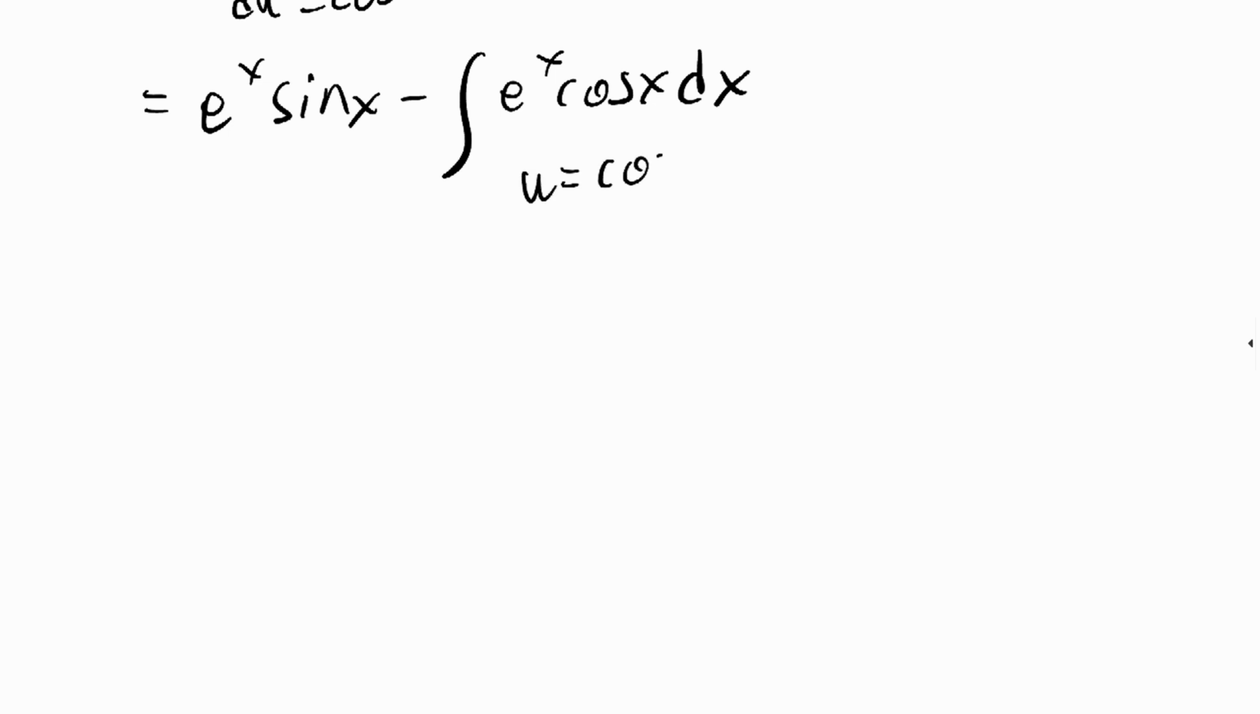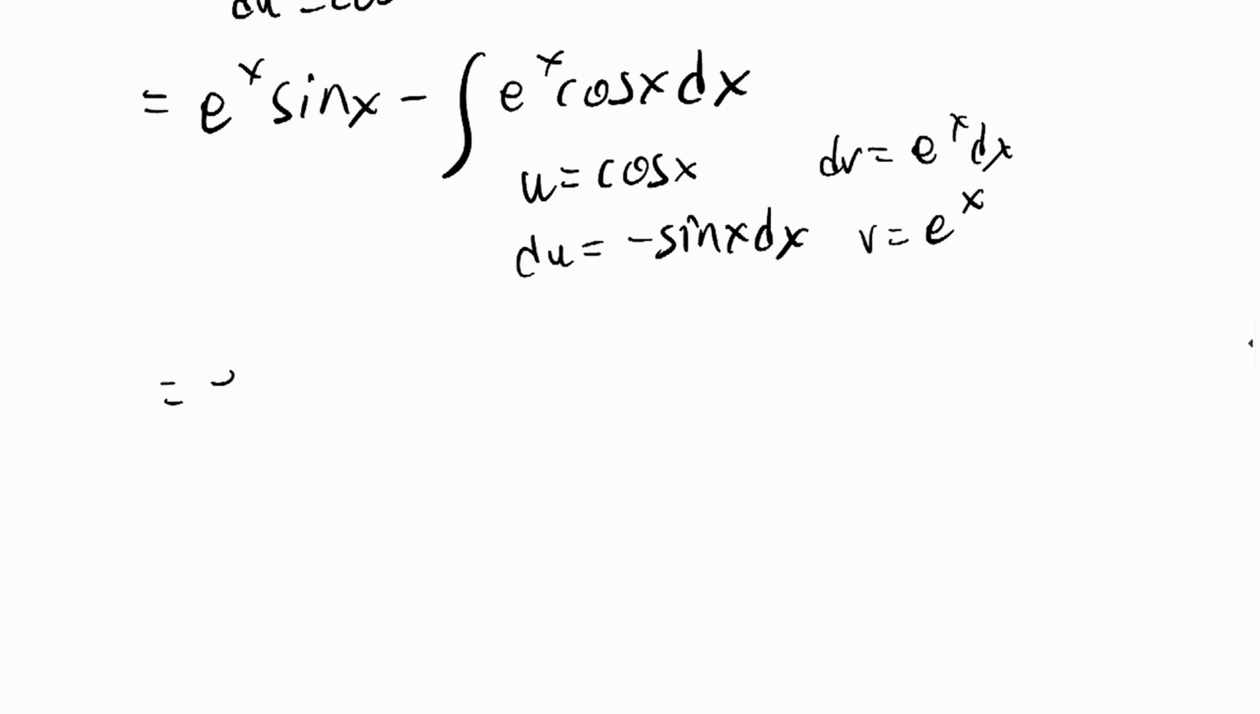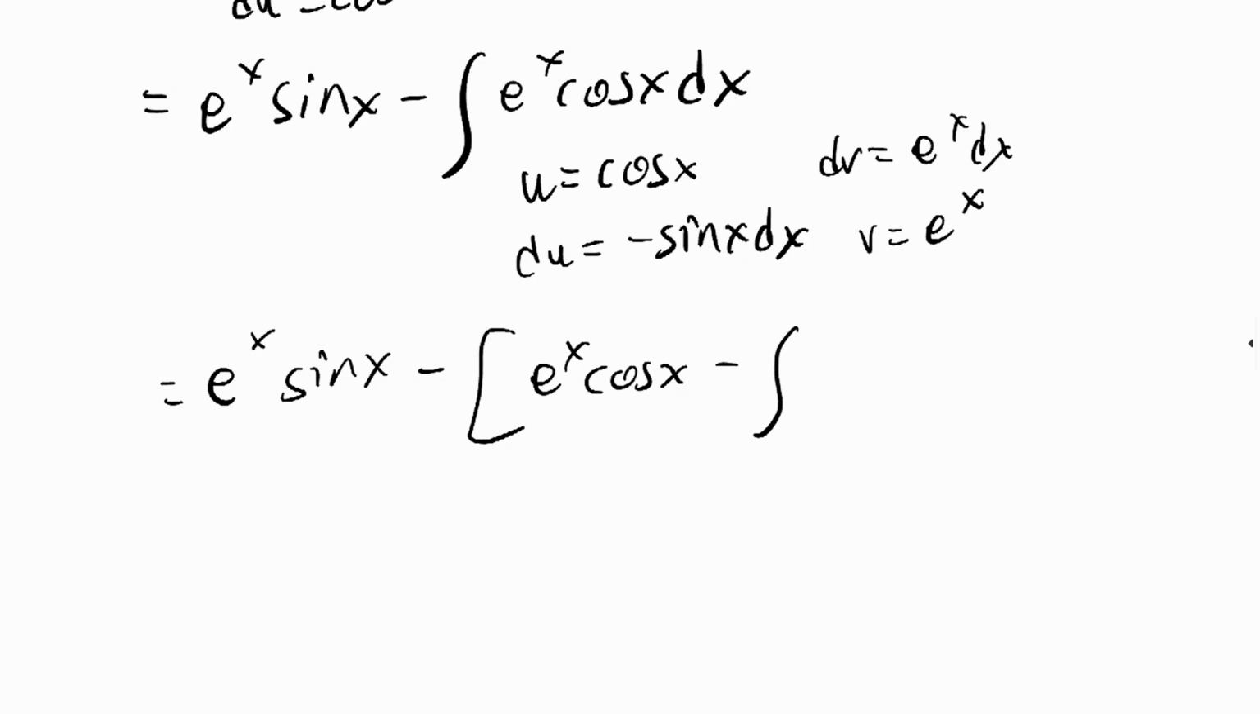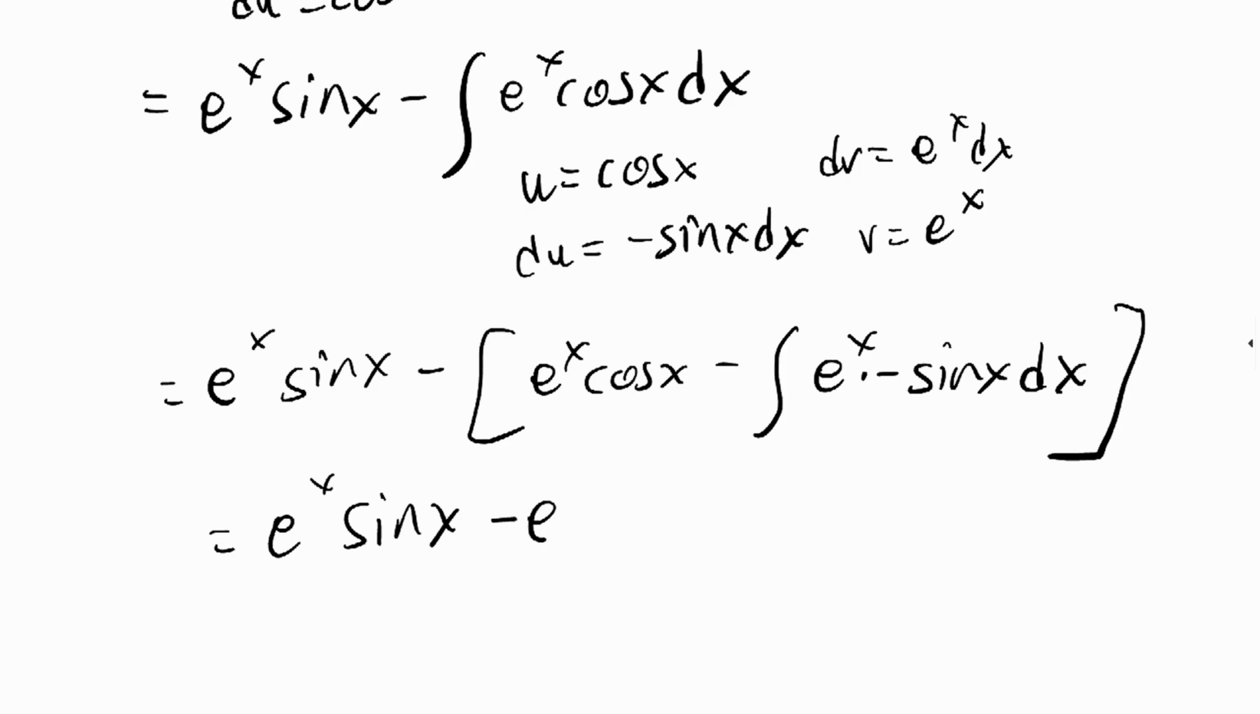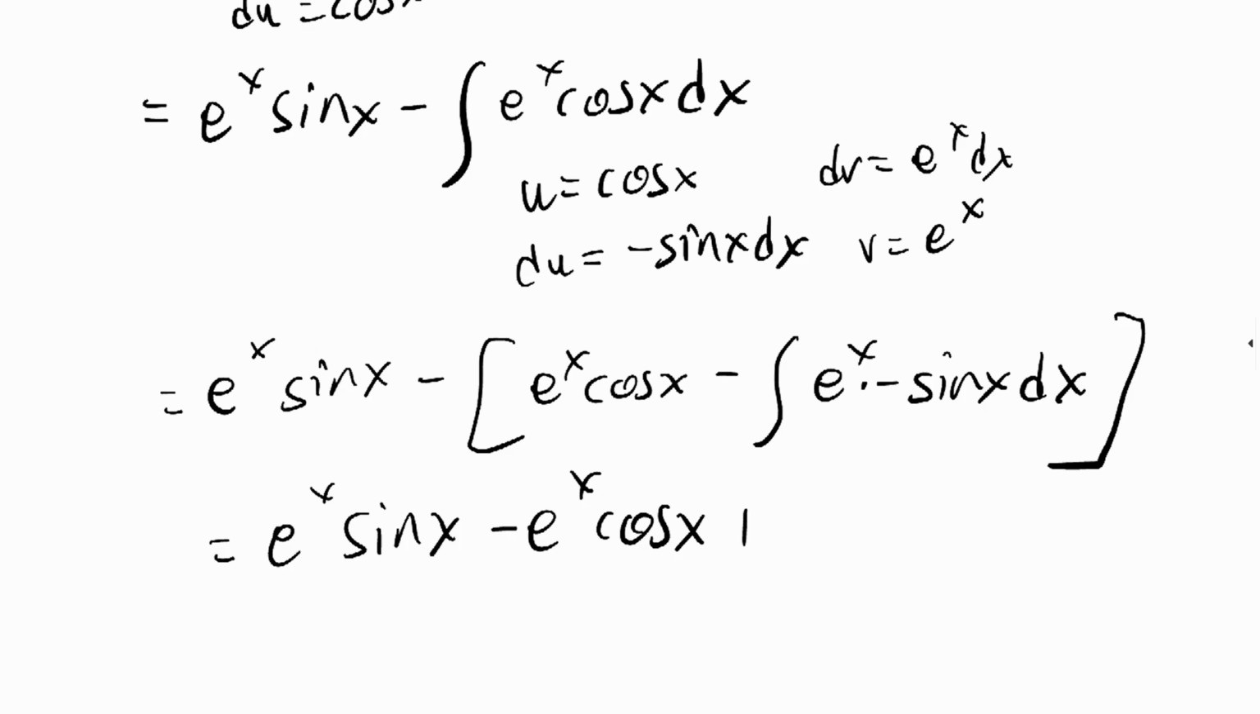So we're going to let u equal cosine x again, this time letting the trigonometric term be u. So du is negative sine x dx. dv, of course, is just e to the x, and here we have v. So this is really equal to e to the x sine x minus uv, which is e to the x cosine x, minus the integral of v du, which is e to the x times negative sine x. Now I'm going to simplify this a little bit further. And there's a triple negative here, so it's still going to be negative.